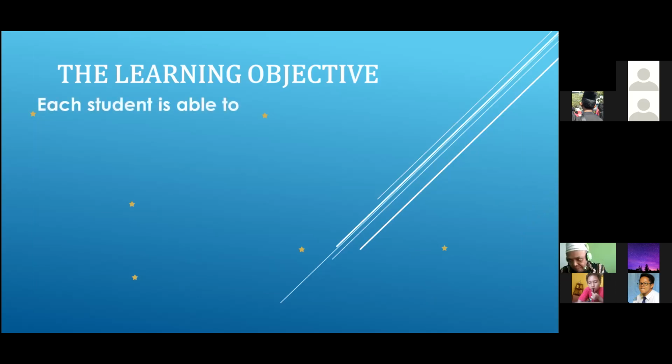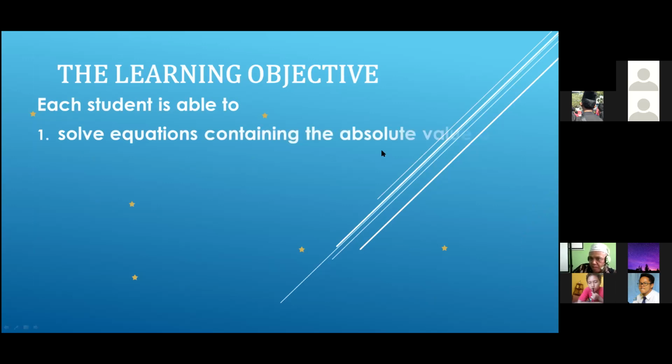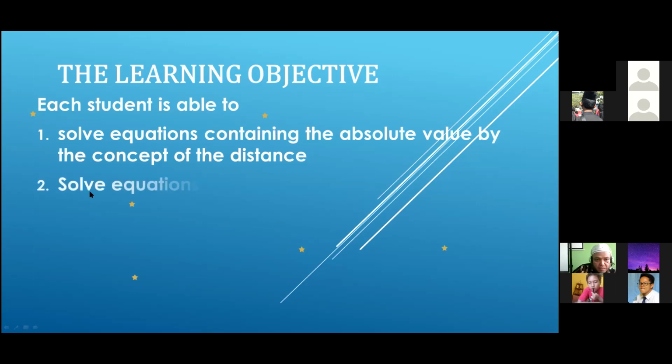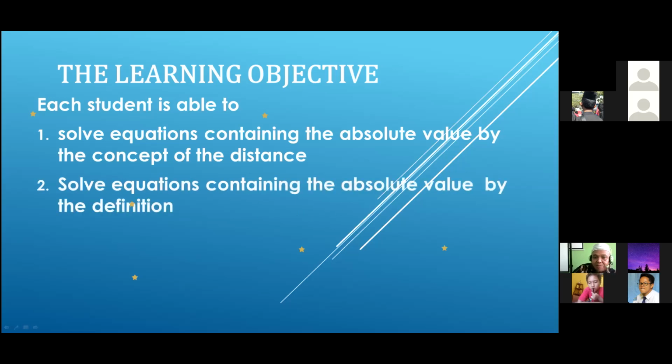The learning objective is that the student is able to first solve the equation containing absolute value, especially by the concept of distance. So after learning this material, all of you should be able to solve the equation containing absolute value by the concept of distance. That is the first learning objective. And the second, every one of you must be able to solve the equation containing absolute value by the definition.